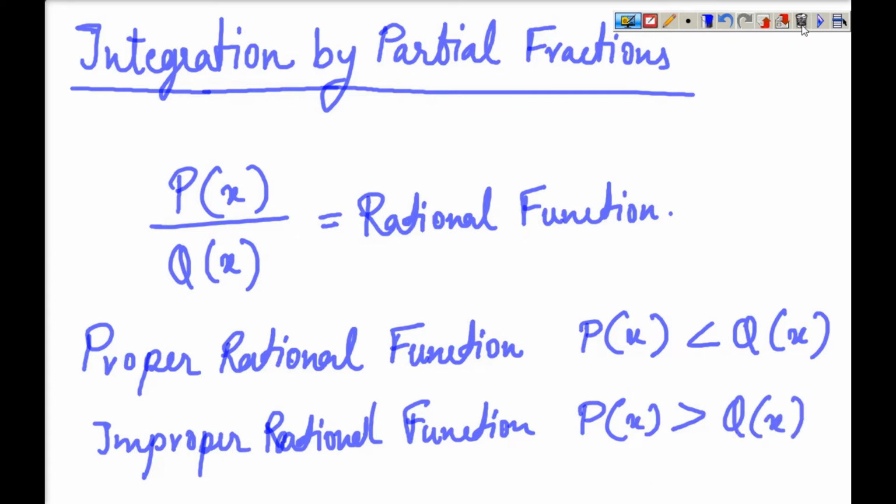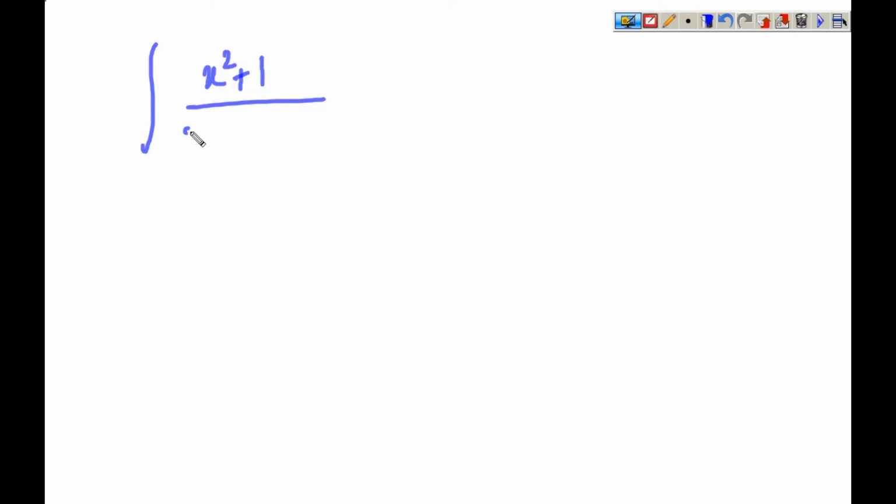So what we try to do is convert the improper rational functions to proper rational functions, and we further simplify it to make the integration easier. So let's solve an example to better understand this concept. We have been given a question. We have to find the integral of x squared plus 1 whole divided by x squared minus 5x plus 6, and integrate it with respect to x.